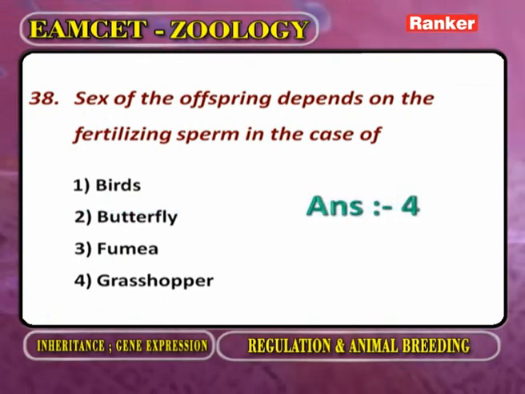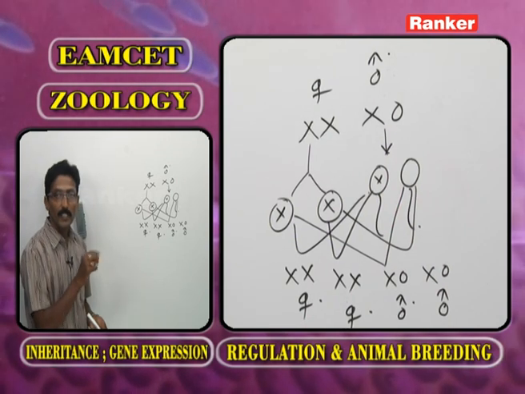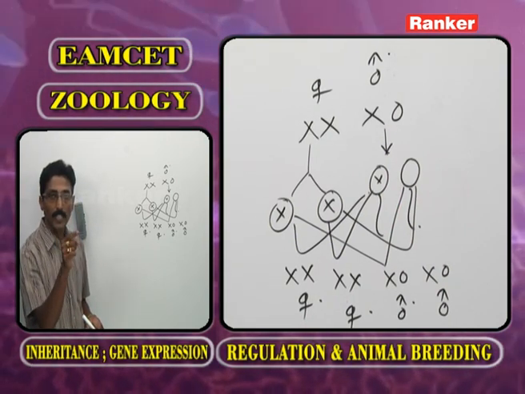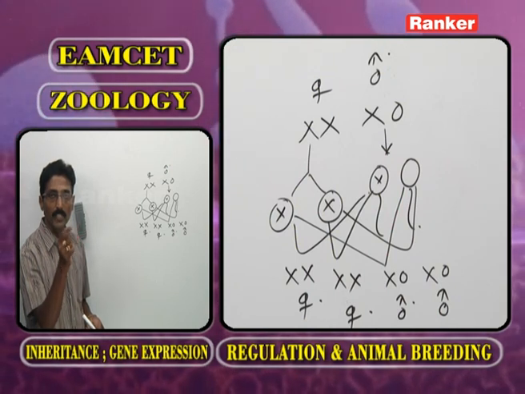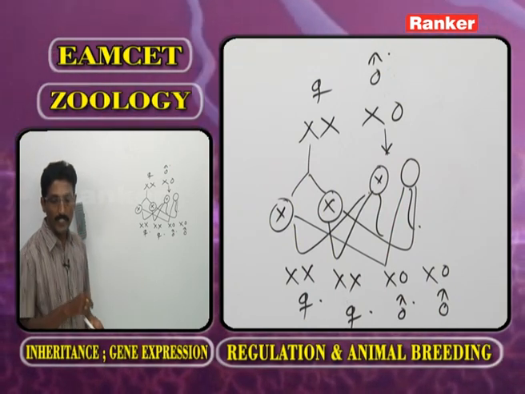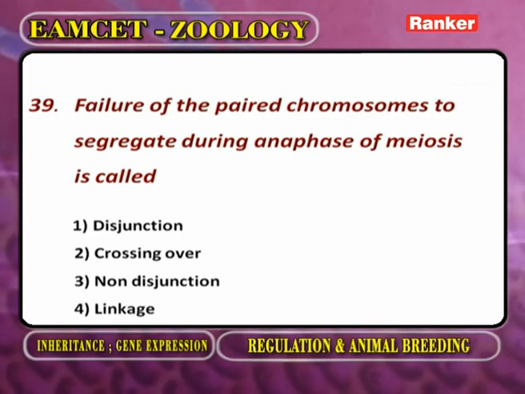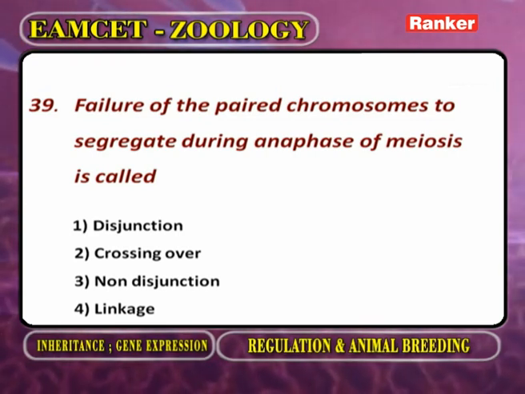In grasshopper, what is the method? XX, X0. The male is heterogametic, it gives two kinds of sperms. So sex determination is based on the type of sperm that fertilizes. Next question. Failure of the paired chromosomes to segregate during anaphase of meiosis is called.